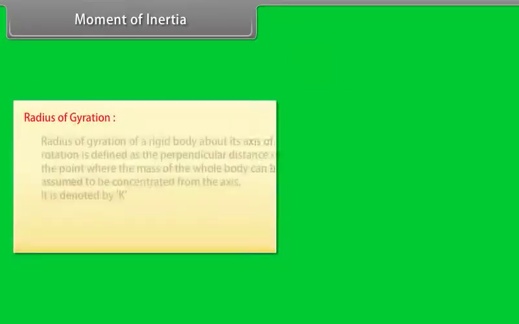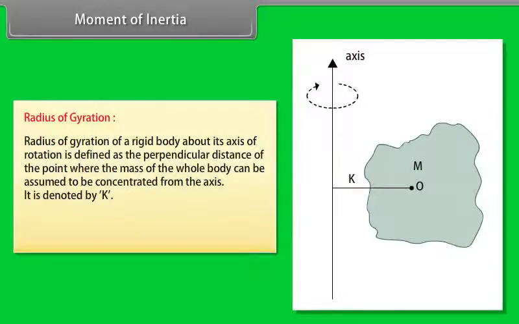Radius of gyration of a rigid body about its axis of rotation is defined as the perpendicular distance of the point, where the mass of the whole body can be assumed to be concentrated, from the axis. It is denoted by K. Its expression is given by I equals m k square, which is equal to summation from i equals 1 to n of the product of mi and ri square.